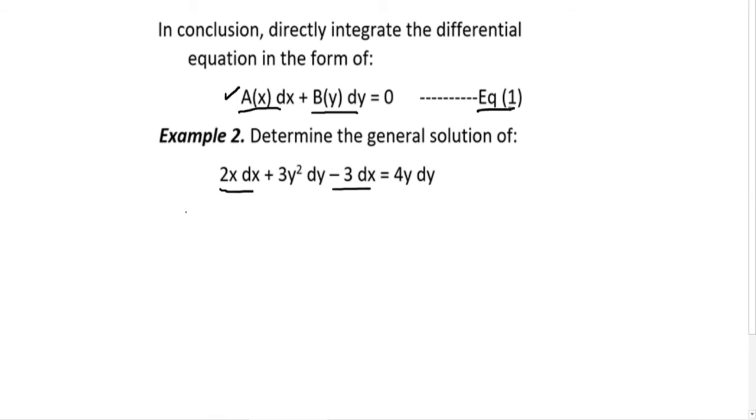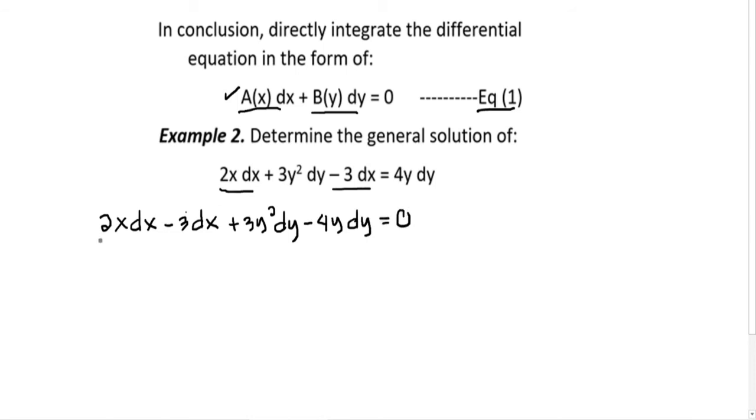So in this part, before integrating, let's combine the dx terms and combine the dy terms. So I'm going to write here the 2x dx and negative 3 dx. Then the other 2 terms, we have 3y squared dy, and let's transpose 4y dy to the left side. So the sign becomes negative. So negative 4y dy, then equals 0.